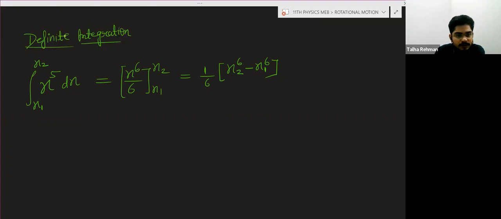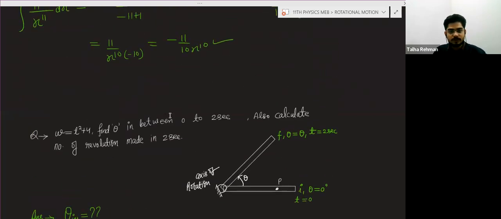Write down this also. This thing is basically the lower limit, and this is the upper limit. This x1 is the lower limit, x2 is the upper limit. So here what you have to do? Upper limit minus lower limit. You will put the value in the function for the upper limit and then subtract the value at the lower limit.